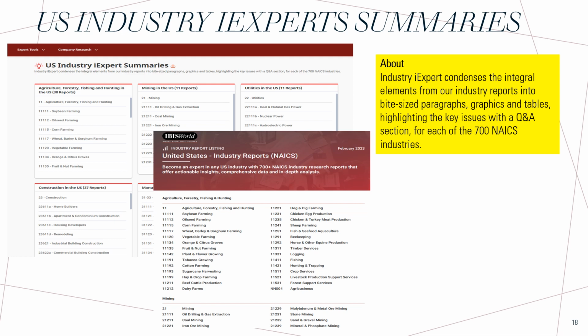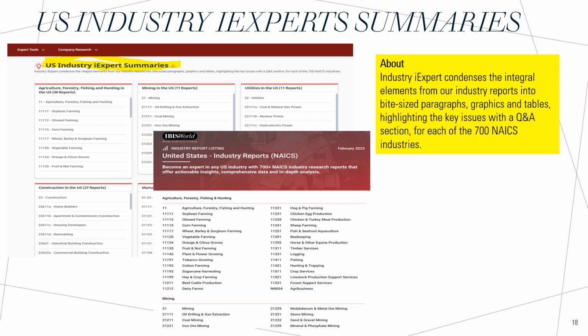So let's examine the U.S. industry iExpert summaries. Remember, the iExpert summaries are just the same information that we've seen earlier, but a condensed version of those industry reports. Here you'll find bite-sized paragraphs, graphics, and tables highlighting key issues with Q&A sessions for each of the 700 NAICS industries. So for this report, you can download the report. You can interact with the information inside. As you see, the numbers and the headings are the same.